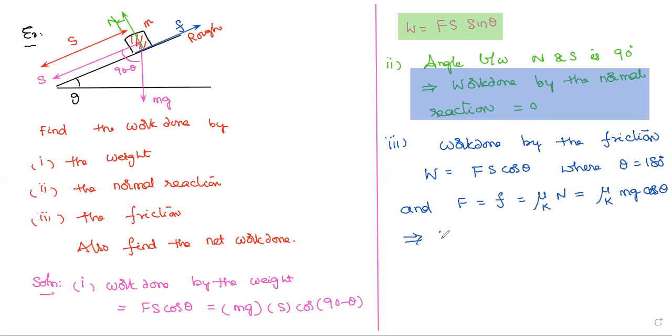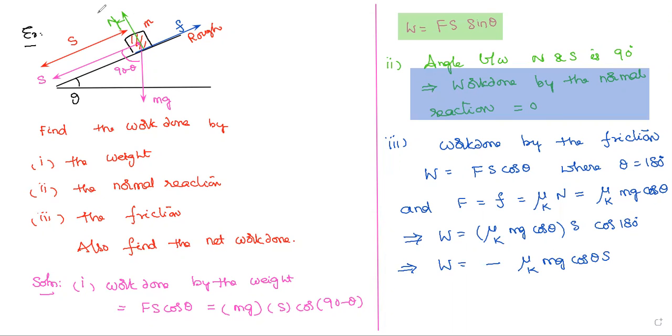That implies the work done by the friction is F, where F is mu k mg cos theta. This is F into S into cos 180. Cos 180 is minus 1. That implies the work done is equal to minus mu k mg cos theta into S.